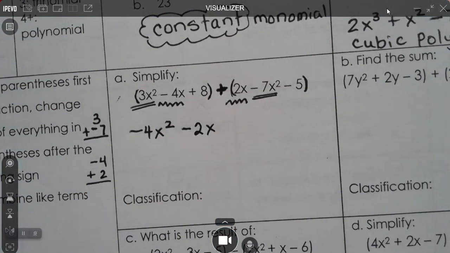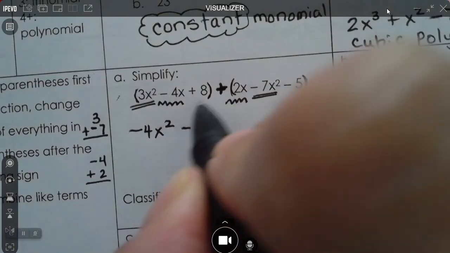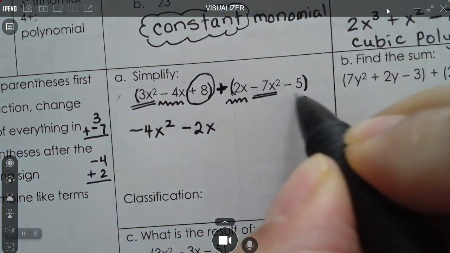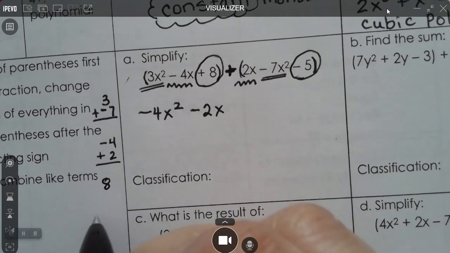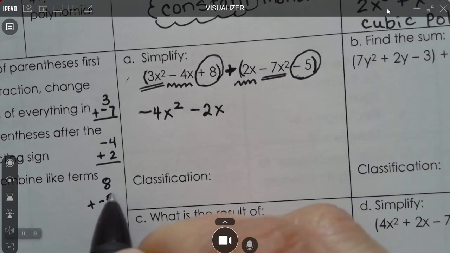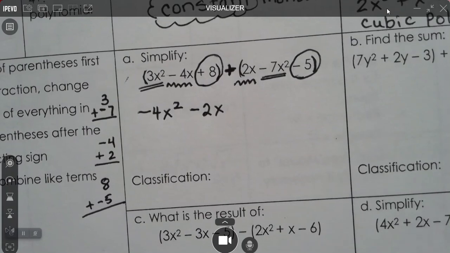Okay. And now lastly, the constants. So you have a positive 8 and a negative 5. So in your calculator, it'll be 8 plus a negative 5. Positive 3.